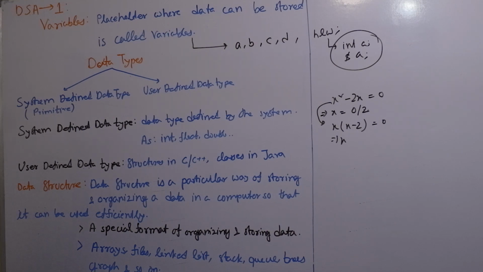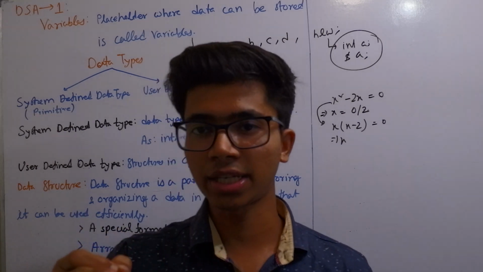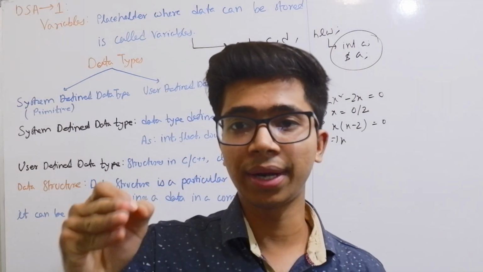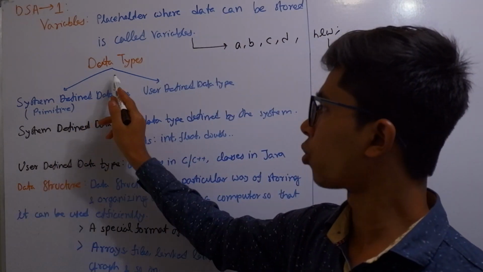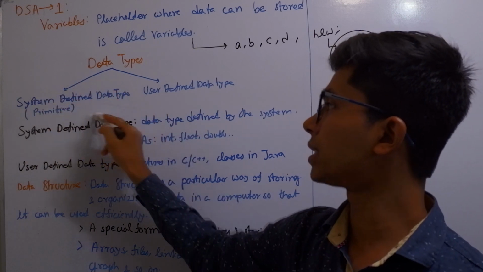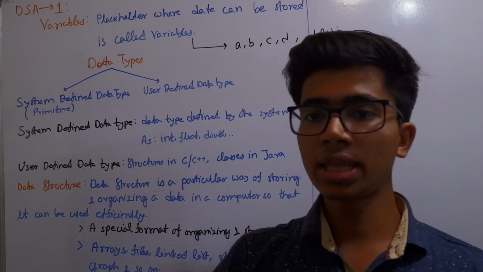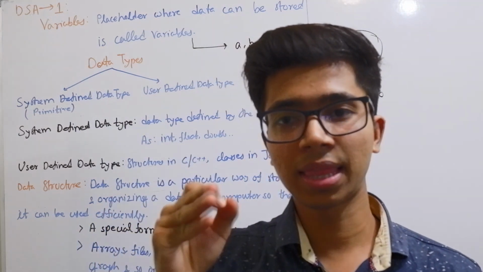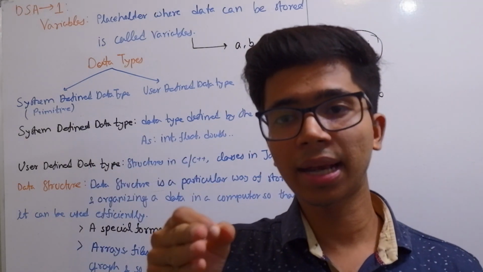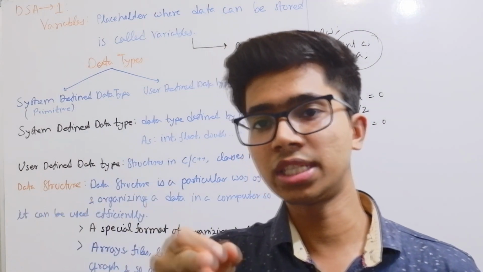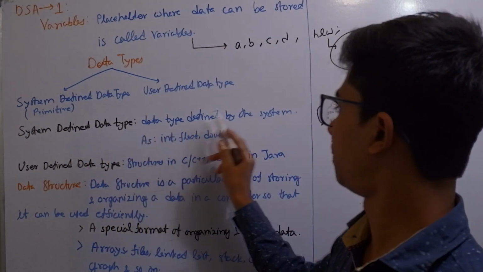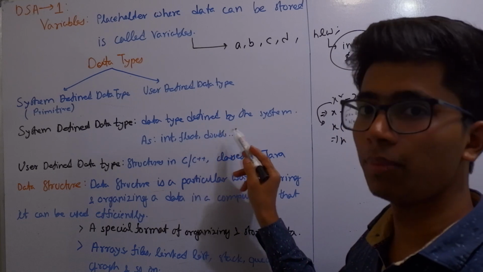Now coming to data types. What is a data type? We are in data structures, so you must know about data types. There are two types of data types: first, system defined data types, and second, user defined data types. System defined data types are data types defined by the system, like integer, float, double, bool, etc.